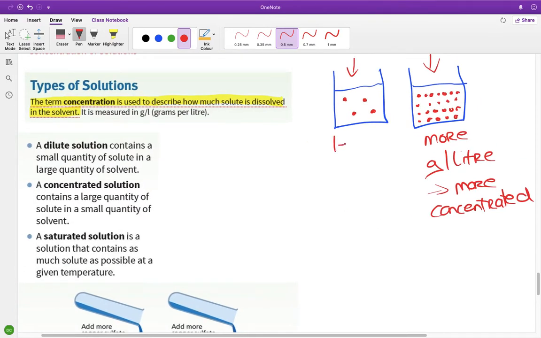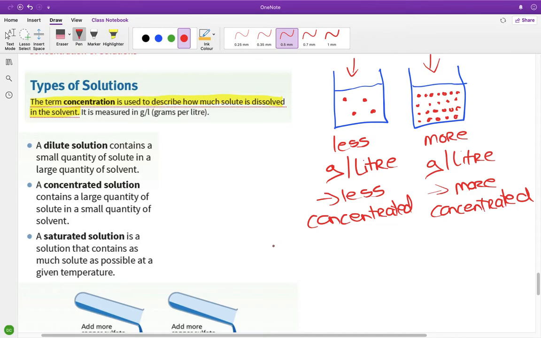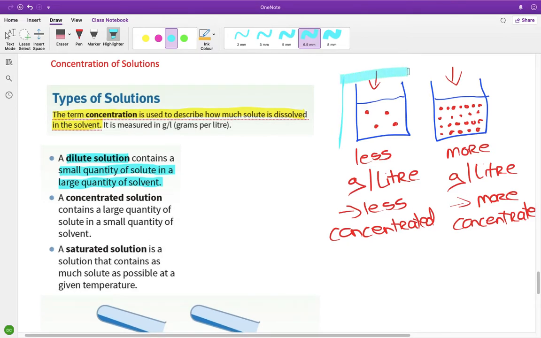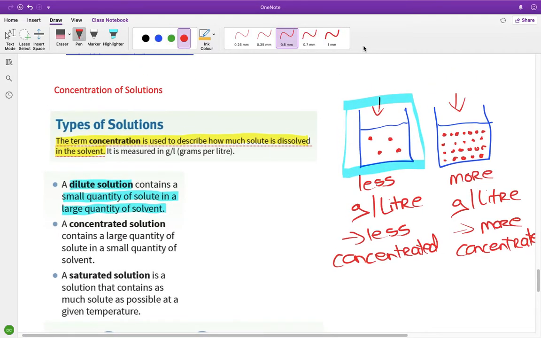And over here you would have fewer grams of solute per litre of solvent, so less concentrated. Okay? So you don't say more and less concentrated, you have words for that. So the first one here is a dilute solution, and that would contain a small quantity of solute in a large quantity of solvent. So that would be this one here. Okay? This solution would be dilute.